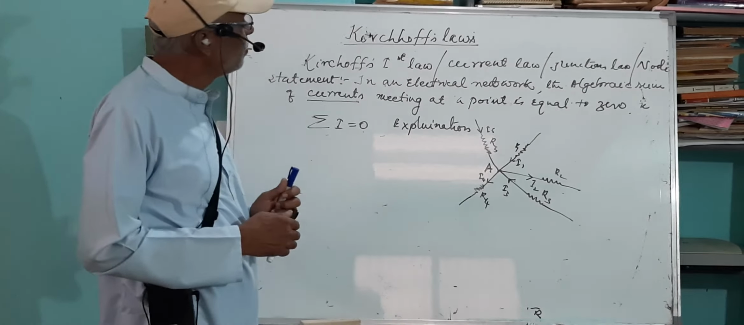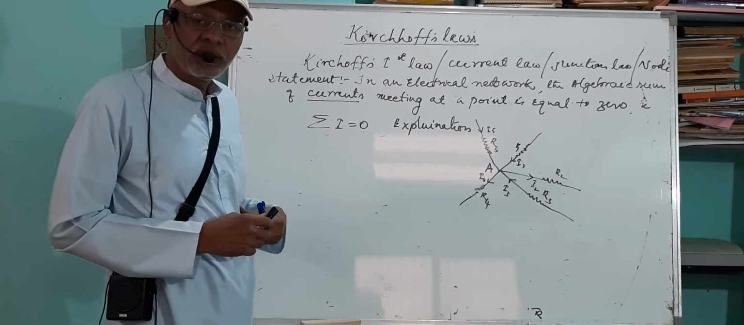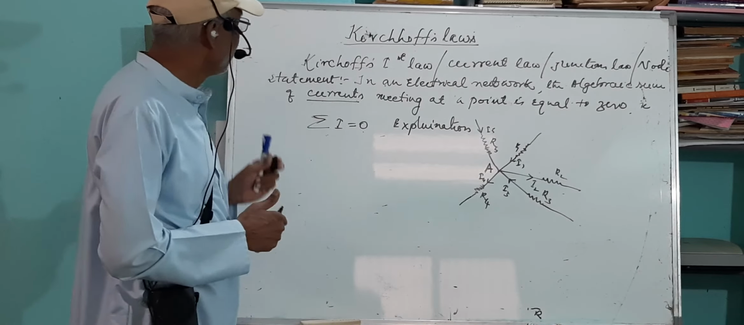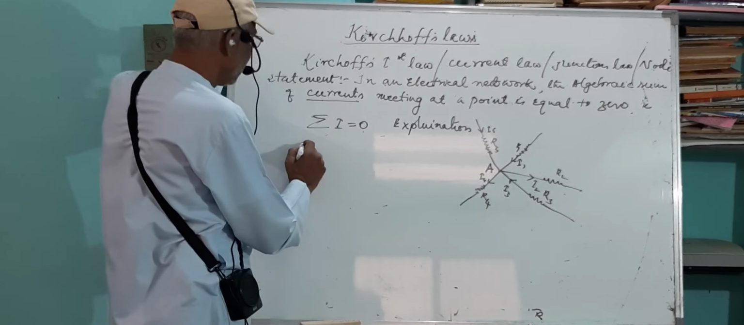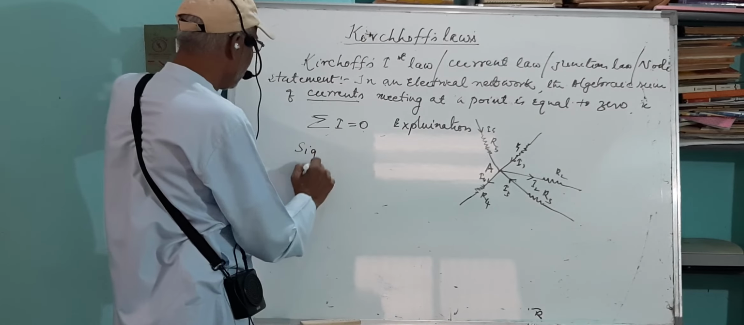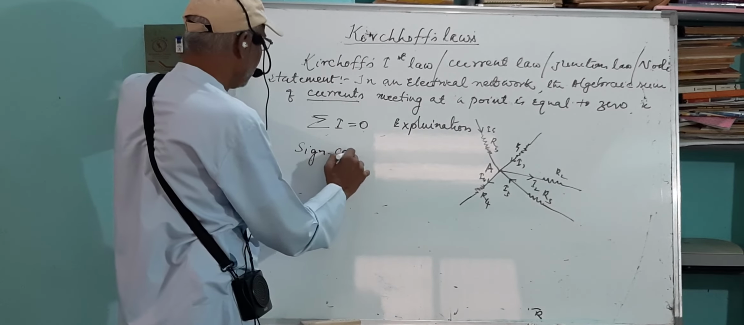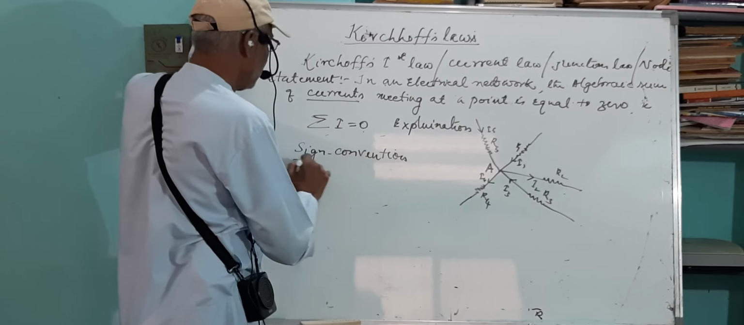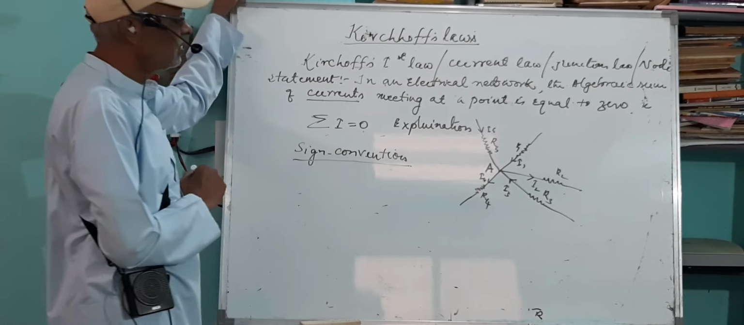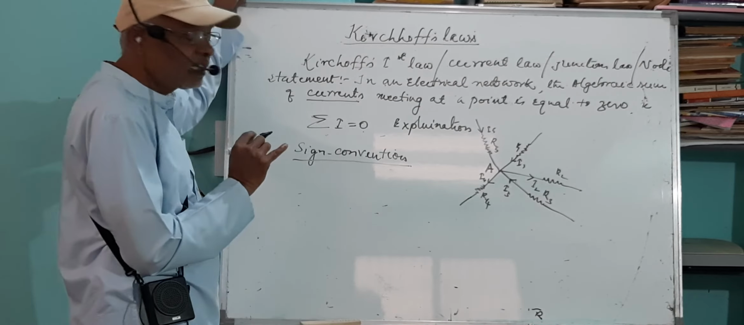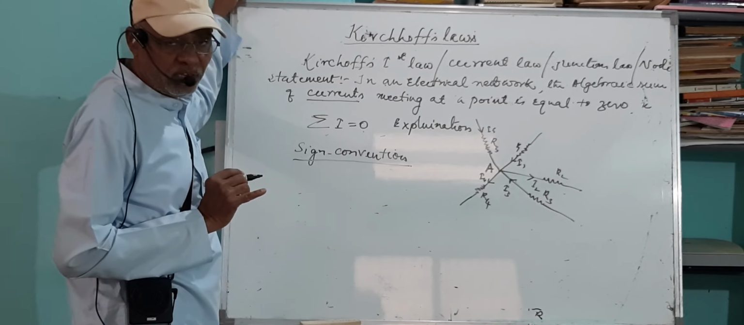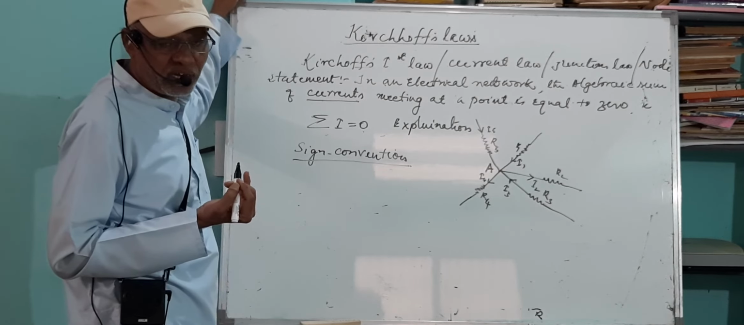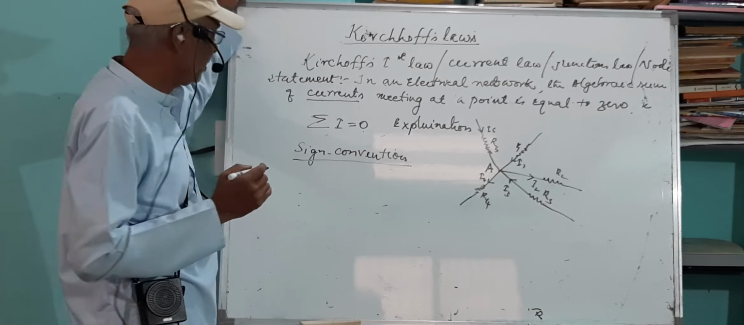Now, in order to apply Kirchhoff's law, you have to use the sign convention. What is the sign convention? The current coming toward the junction is taken to be positive, while the current leaving from the junction is taken to be negative. This is the sign convention.